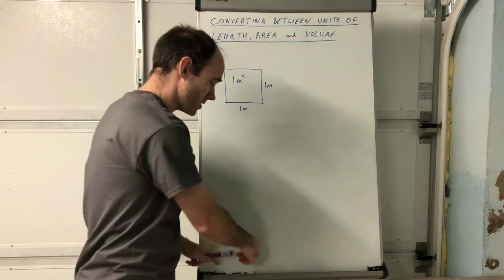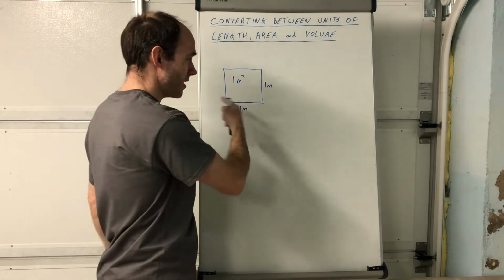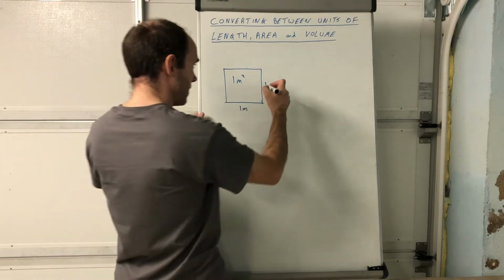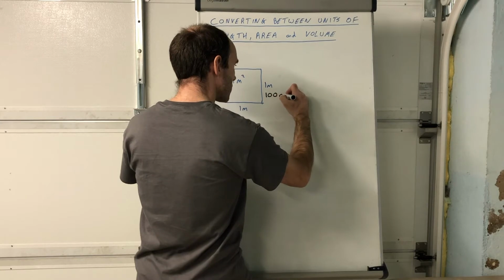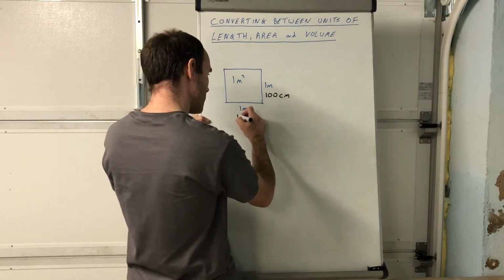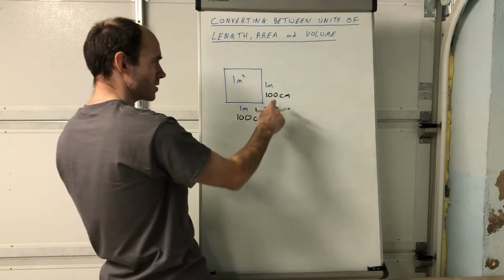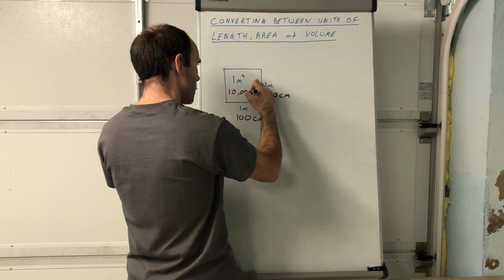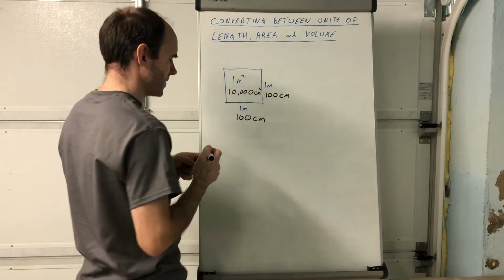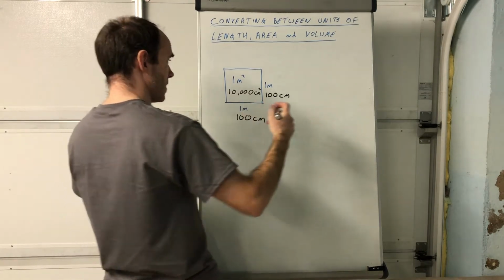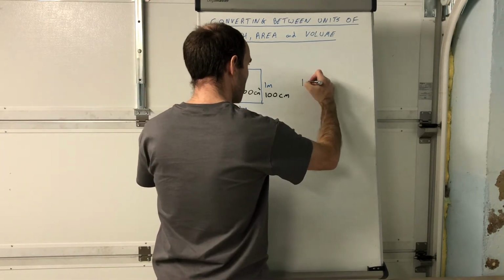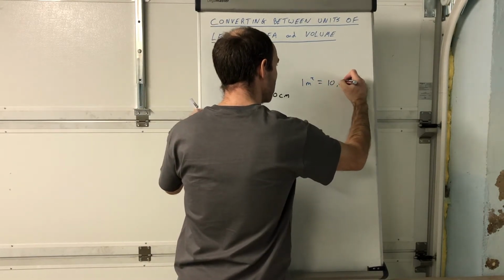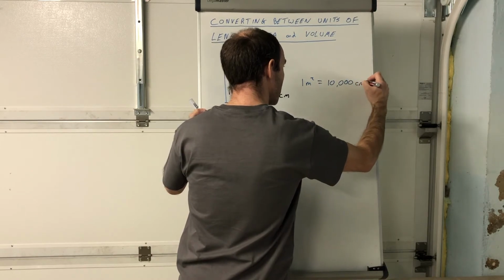Now if I convert that into centimetres, as in if I put the lengths in centimetres and work out the area in centimetres squared, I'm going to have 100 centimetres, because 1 metre is 100 centimetres. This will be 100 centimetres. Now multiply the two together. 100 times 100 gives you 10,000 centimetres squared. So the first conversion is that 1 metre squared, or 1 square metre, is the same as 10,000 centimetres squared.